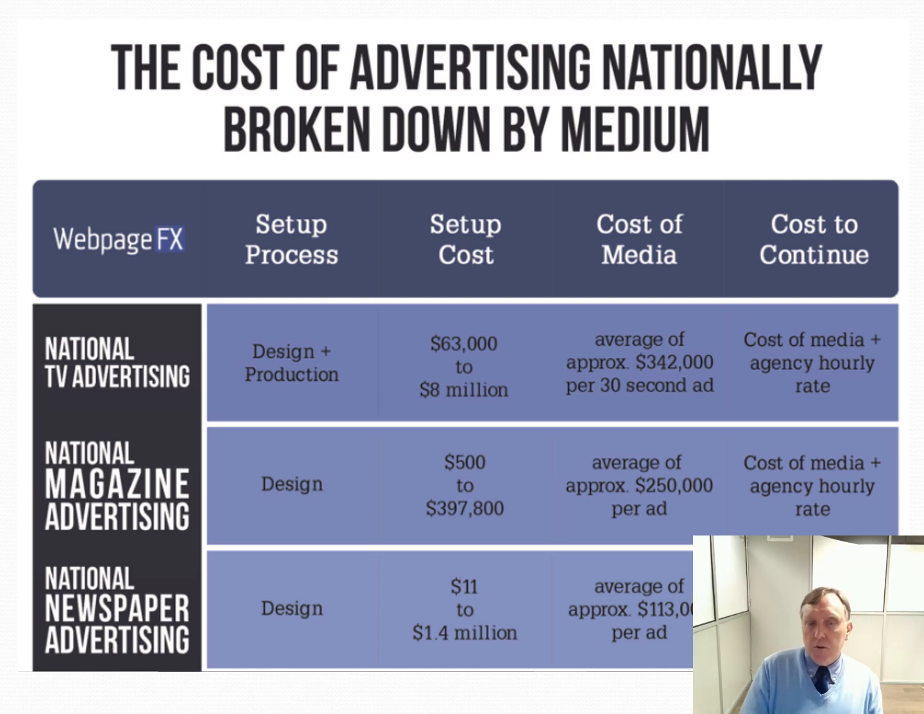So if we're looking at the TV advertising, which is the one we've just looked at, which was obviously American television, so US television, well, the actual processes that we have to do first is the design and the production of the advert. So the cost for that, depending on the kind of thing you're doing, is somewhere between 60, 70,000 to millions.